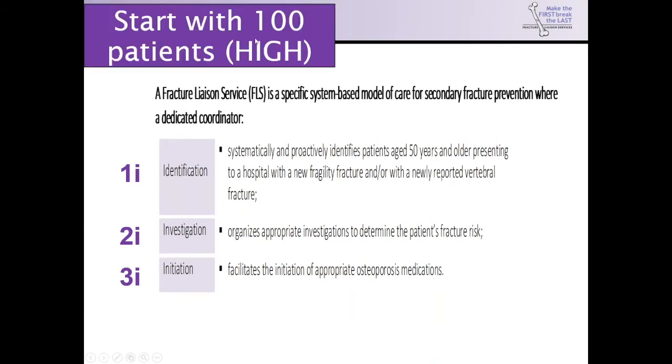So we're going to start with a fictitious group of 100 patients, and for argument's sake, all of these patients are at high risk, and they would all be deemed in need of osteoporosis treatment as per our Osteoporosis Canada guidelines. So if the FLS is 80% effective at identifying the patients, well, 80% of 100 would mean that 80 of the patients would be identified or captured by the FLS.